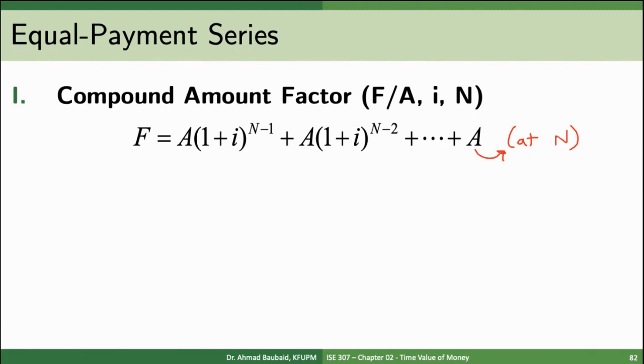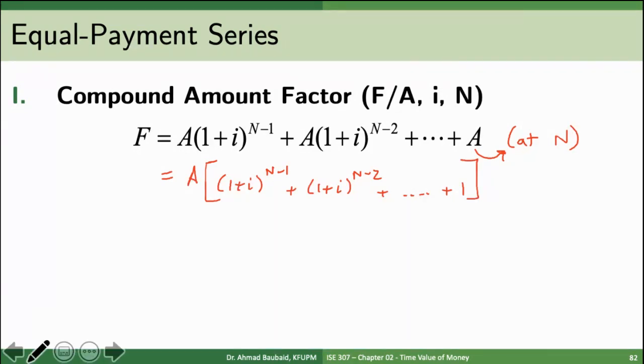Now, of course, I can take A as a common factor. I'll write it first and then erase it. So if I take A as a common factor, I will have (1+i)^(n-1) plus (1+i)^(n-2), all the way to plus 1 at the very end.